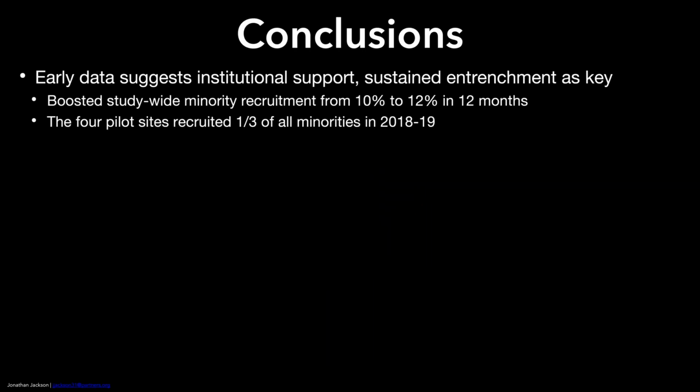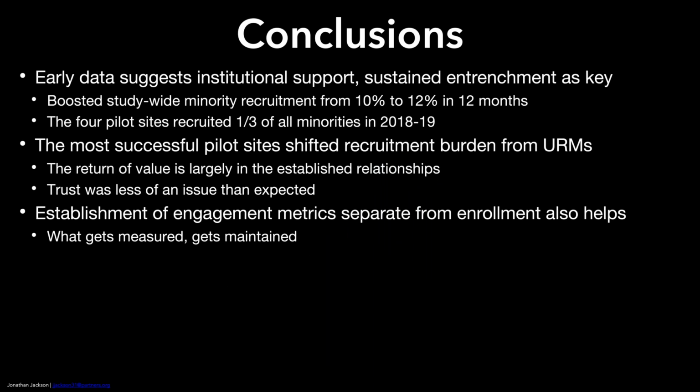And so there are a number of really strong conclusions here. So what we found is that across the 4 pilot sites, they recruited a third of all minority participants across the 59 site network in a 12-month period. And then the most successful sites shifted the recruitment burden from the underrepresented minorities and assumed it themselves as study teams. So they recognized that the burden really fell on their shoulders in order to improve recruitment there.